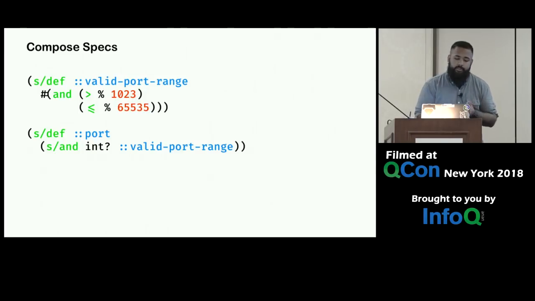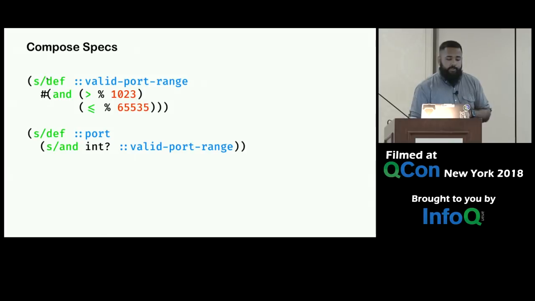I'm only using this to show that you can compose them here. And this is a custom spec that we wrote. The hashtag there is just a fancy way to write anonymous functions, and the percentage sign is just the arguments that you're passing in, which is the port value that you're specifying.